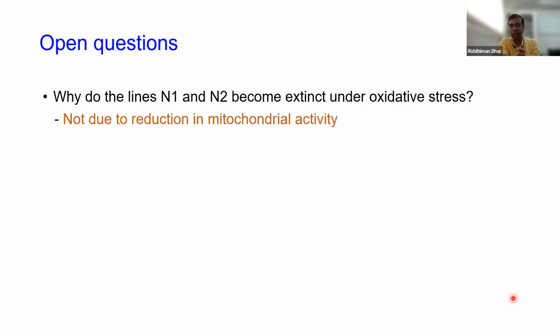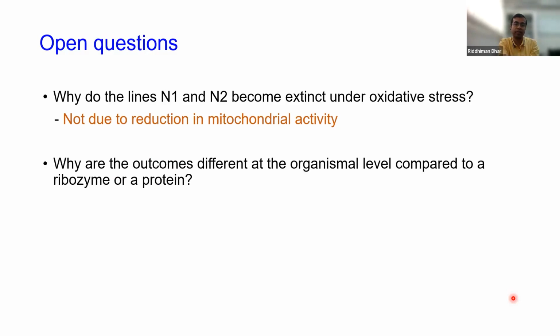What we have tested is not just due to reduction in mitochondrial activity. When you measure the mitochondrial activity of the N lines, we do not see any change. In fact, they are slightly better than the ancestral lines. The second question is more general and probably more interesting: why are the outcomes different at the organismal level compared to a ribozyme or a protein?